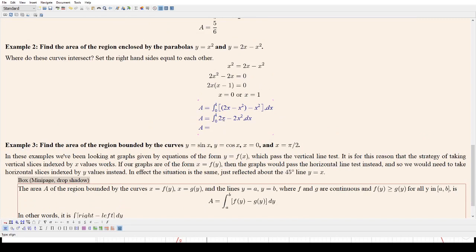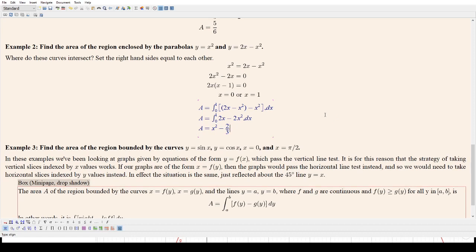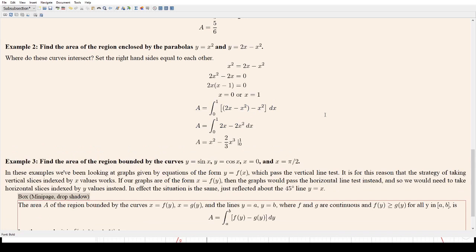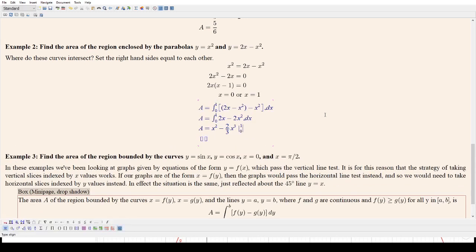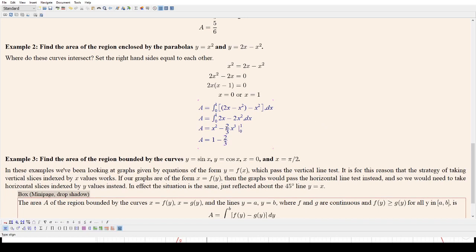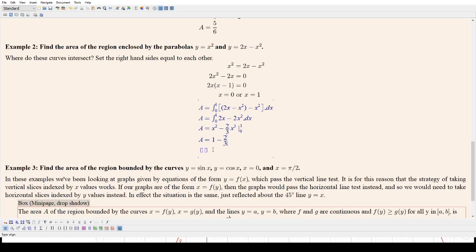Now, anti-differentiate. So the antiderivative of 2x becomes 2x squared over 2, so the 2's cancel. Antiderivative of this becomes 2/3 x cubed, right? Add 1 to the exponent to get 3, and then divide by 3. And now evaluate this between 0 and 1. So now it's just rote computation. If you plug in 1, we get 1 minus 2/3. If you plug in 0, we get 0, so nothing more to be done.